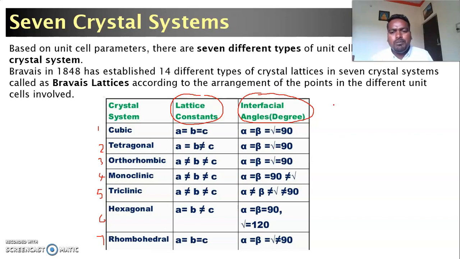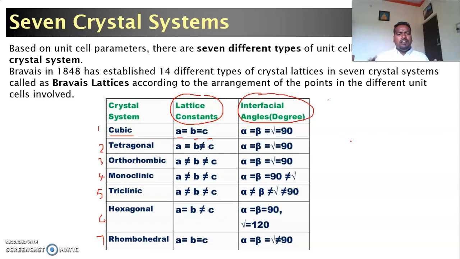For example, when we come to the cubic unit cell, the axial distances along the x, y, z axes are equal. That means a is equal to b is equal to c, and the angle alpha, beta is equal to 90 degrees, and gamma is also equal to 90 degrees. In case of tetragonal, a is equal to b but b is not equal to c. This is how 7 different crystal systems are possible, due to different axial distances and different axial angles.